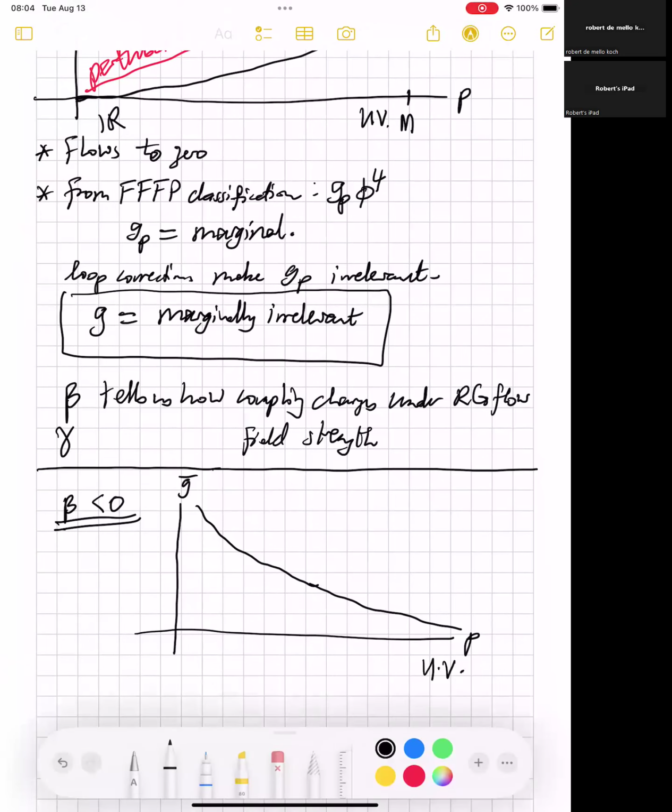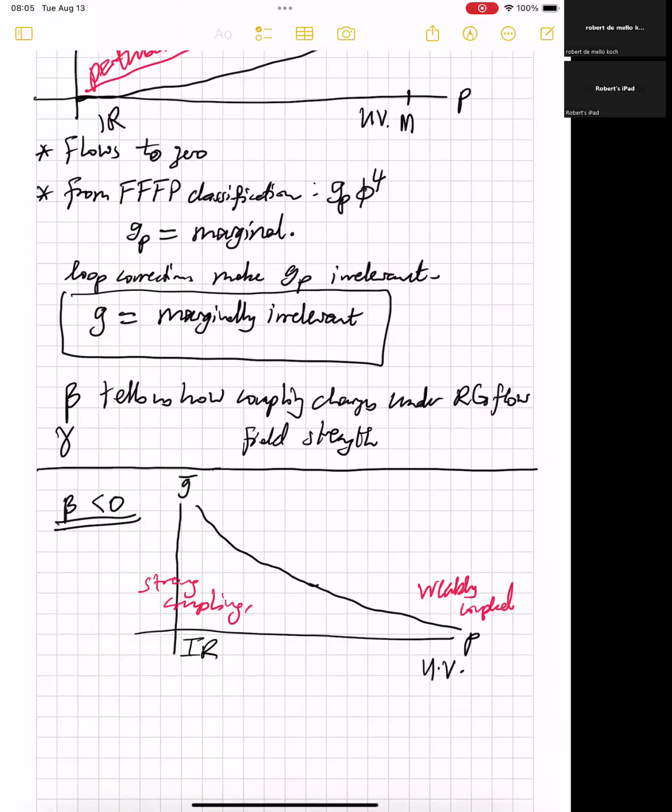So in the UV, you would be weakly coupled. And in the infrared, you are strong. You're in the region of strong coupling. Okay? So that's how that works.